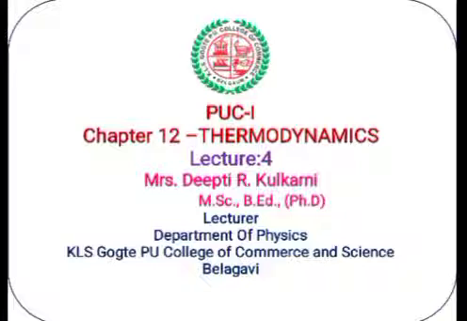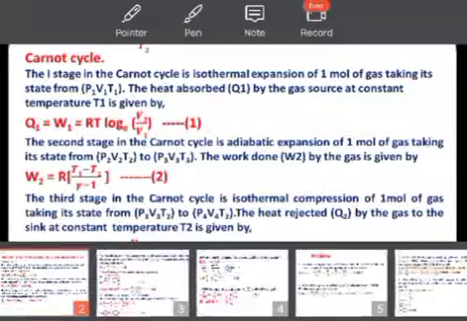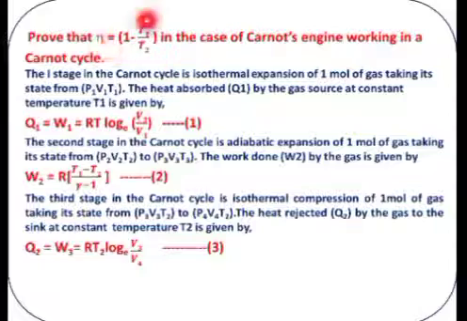In continuation with my earlier video on thermodynamics, this is my fourth lecture from the same chapter. In this video, I am going to discuss one more derivation which is based on the Carnot engine. This derivation is very important for 5 marks. They may ask in the exam in this way: prove that eta is equal to 1 minus T1 by T2 in the case of a Carnot engine working in a Carnot cycle. So this derivation is very important.